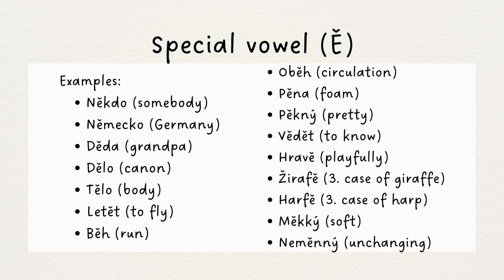Now some words that contain the e with a hook. Někdo, Německo, děda, dělo, tělo, letět, běh, oběh, pěna, pěkný, vědět, hravě.